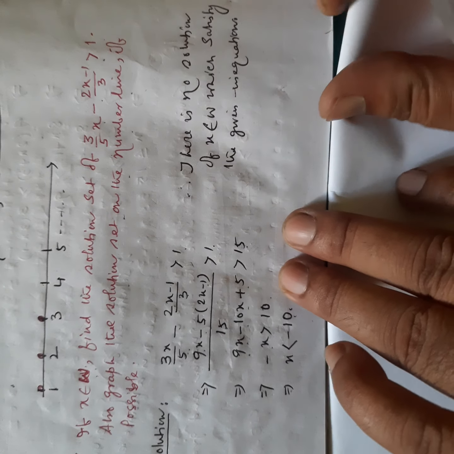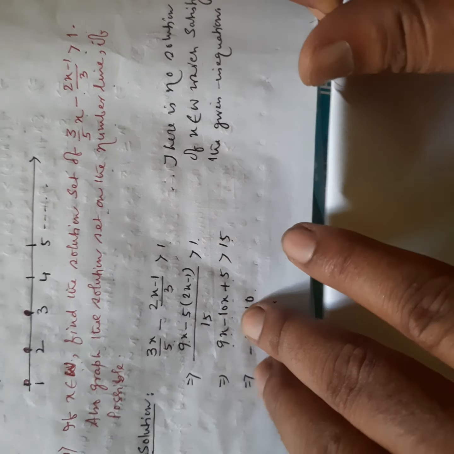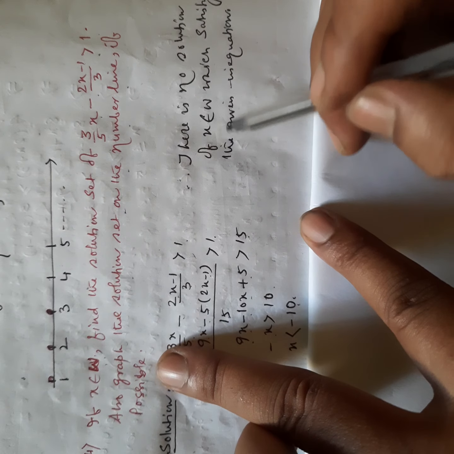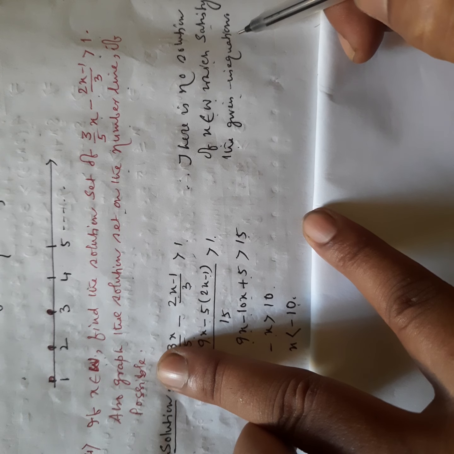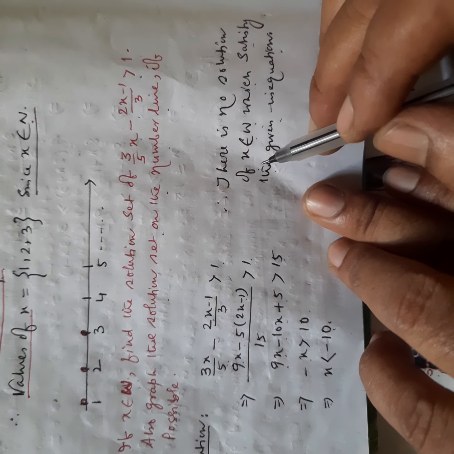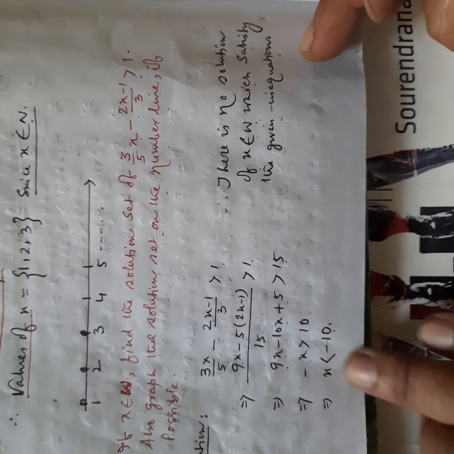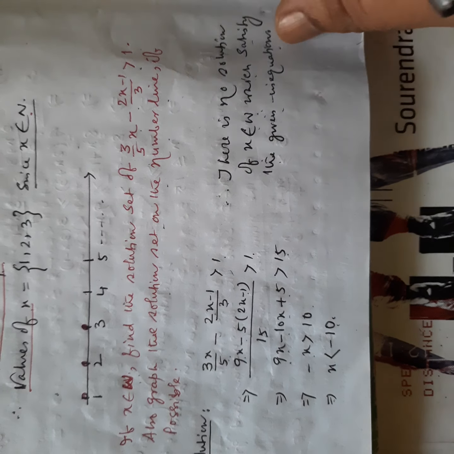There is no solution, x < -10, and x belongs to capital W. So there is no solution of x belonging to W which satisfies the given inequation x < -10. Next.